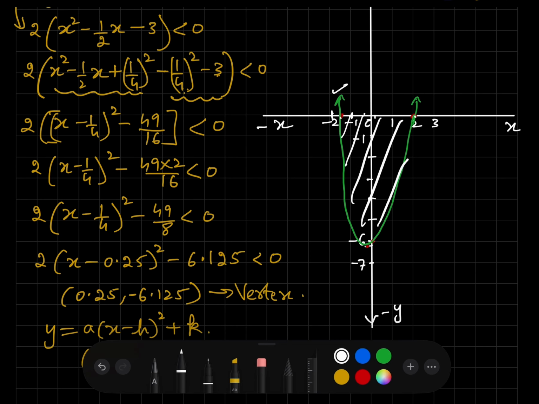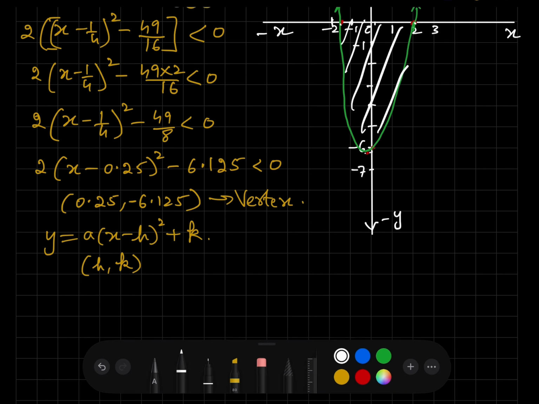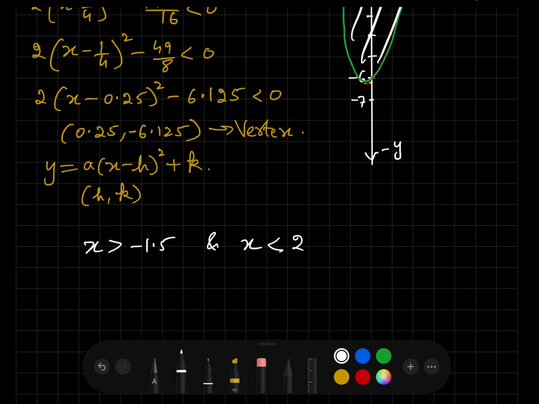So our required area is this, and the solution would be written as x is greater than negative 1.5 and x is less than 2. Because when x is greater than 2, our y values become positive. When x is less than negative 1.5, if you go further on the left-hand side of the x-axis, our y values become positive. So this is the solution of this particular inequality.